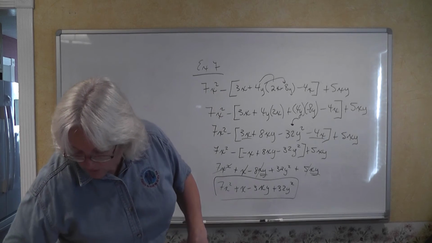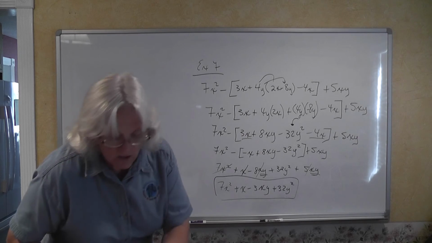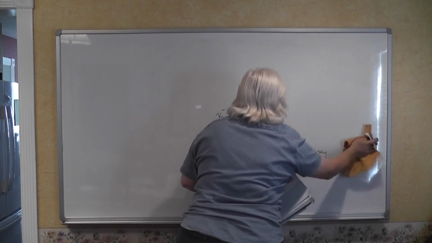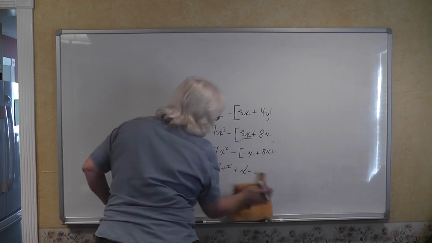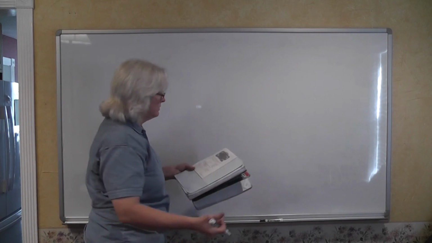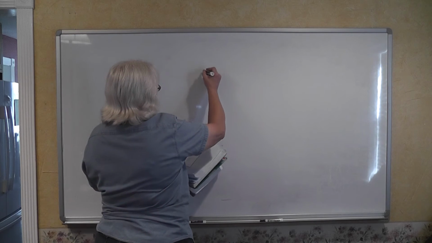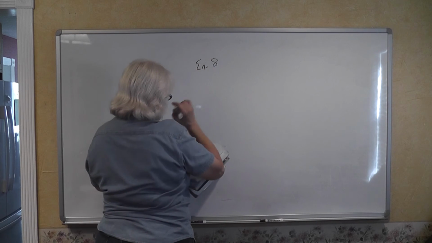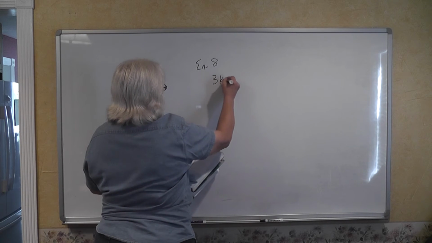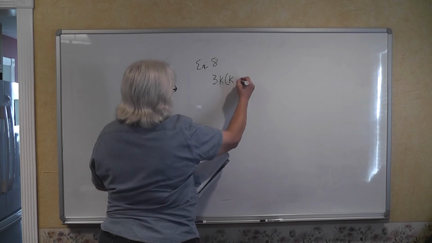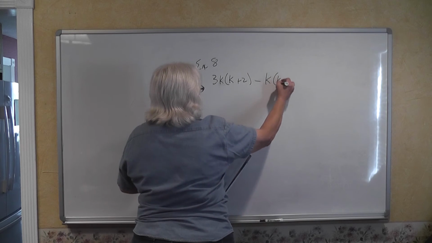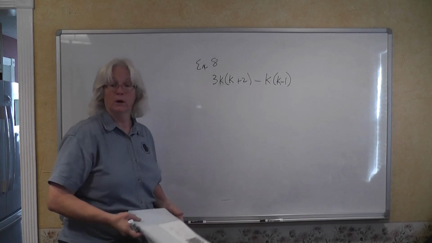One final one that I want to do for you involves negatives again. And you notice how a lot of our problems have negatives in them. That's because they show up a lot, and it's also because that's what's most apt to trip you up, how you deal with the negative signs. The problem says to remove parentheses and simplify the expression. We're going to have 3k times the quantity k plus 2, minus k times the quantity k minus 1.